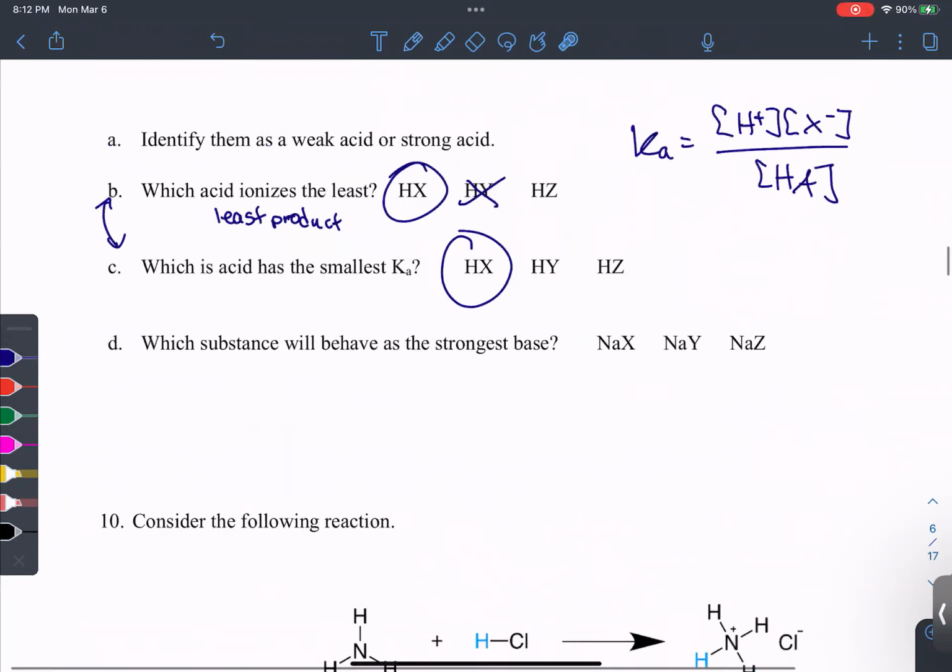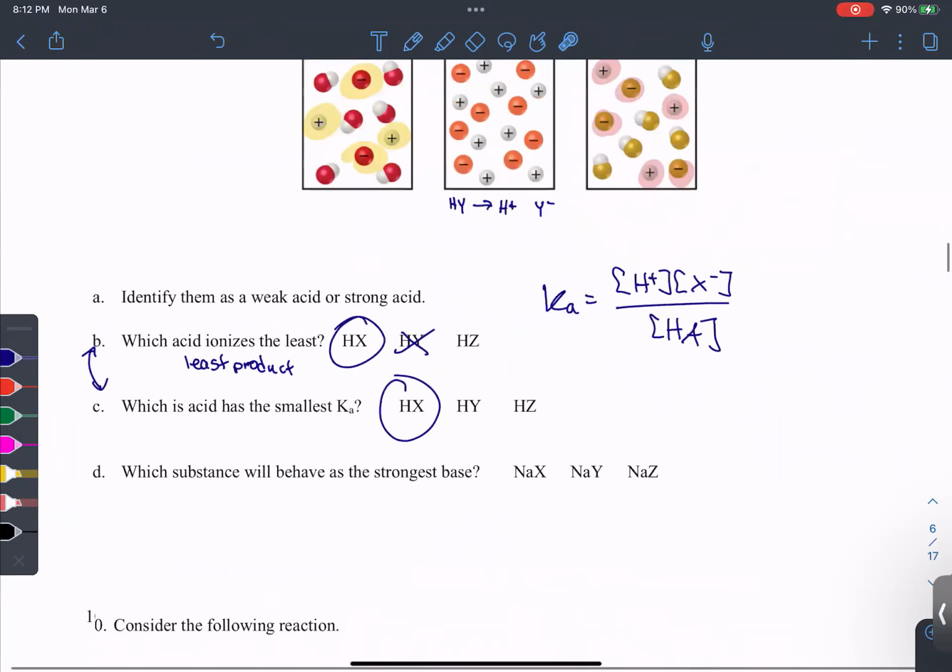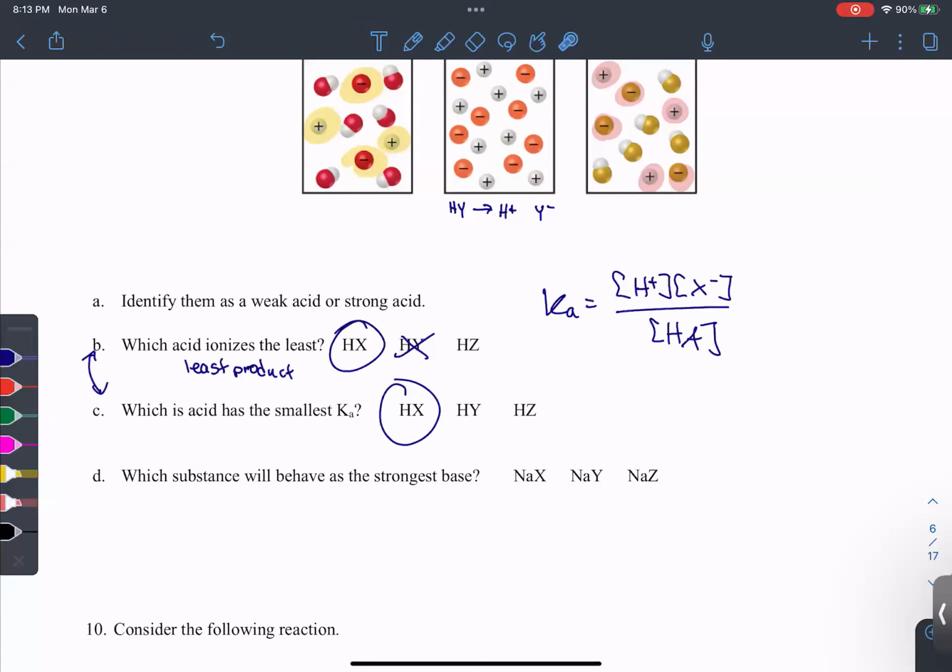All right, so those are the acids. So what substance is going to behave as the strongest base? So note here, I don't have HX, HY, HZ. I have NaX, NaY, NaZ. What are these? Are these acids? No, these are their conjugate bases.